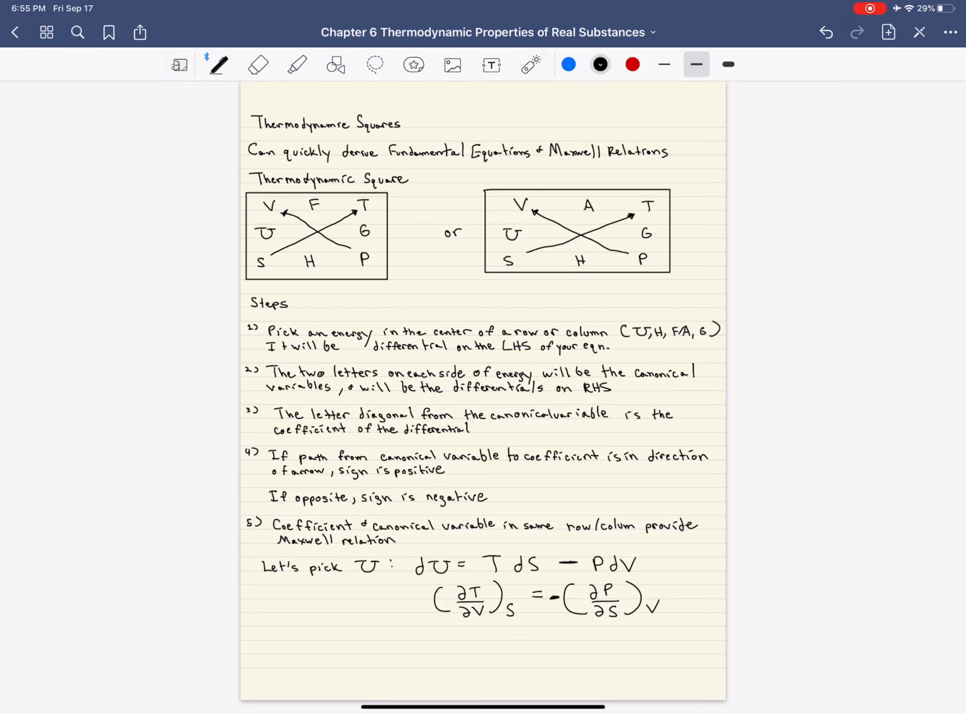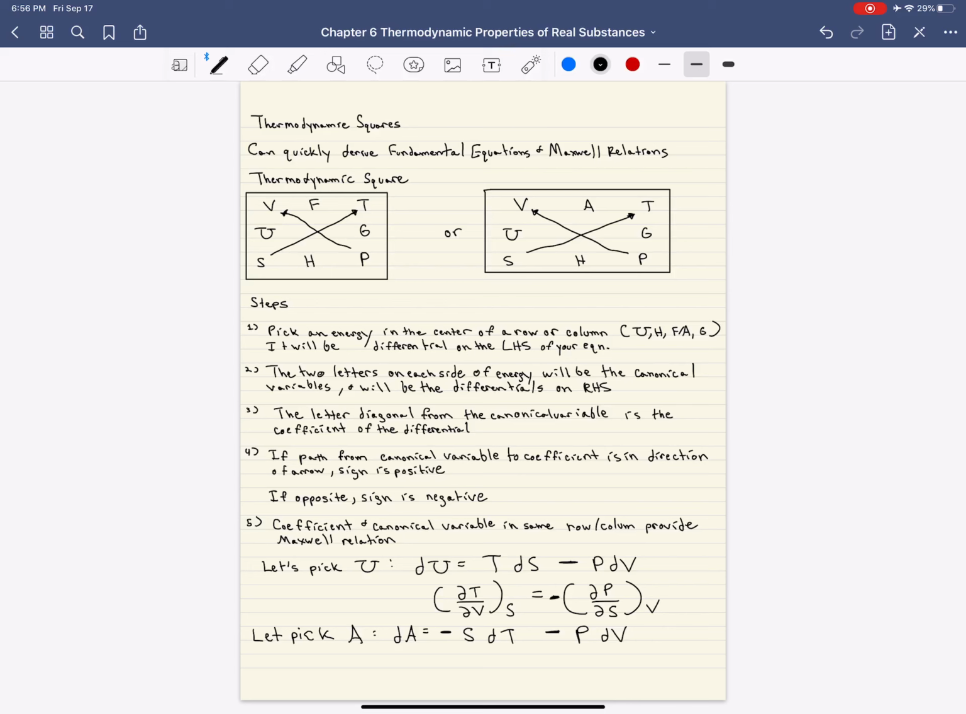All right, so that's what we did for U, but now let's try one that we're less familiar with. Let's pick the Helmholtz energy. For Helmholtz, it's here, dA. On each side of it are the canonical variables T and V, so dT, dV. If we go diagonal, the coefficient for T is S, the coefficient for V is P, and in both cases we went against the direction of the arrow, so both of these are negative. Okay?